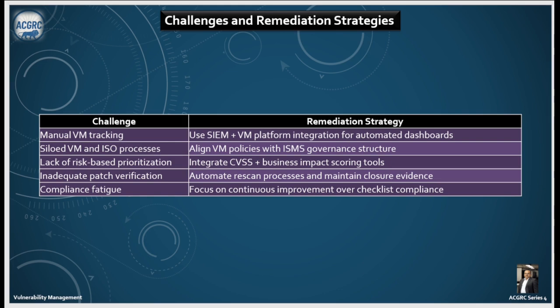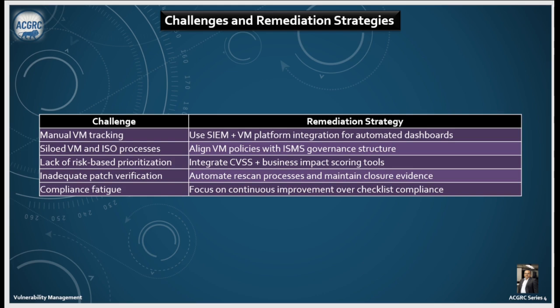The next is poor integration with business process. Why does it happen? Well, security feels disconnected from development, procurement, or operations. So, in order to address it, align your ISO 27001 with DevSecOps, change management, and third party onboarding.